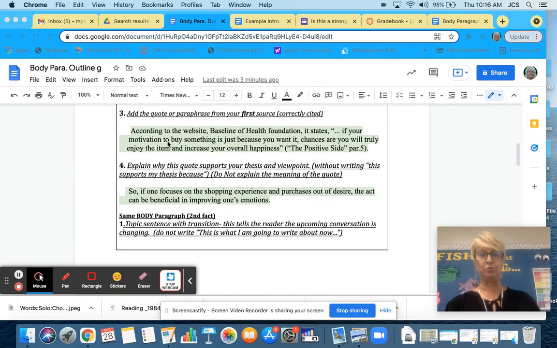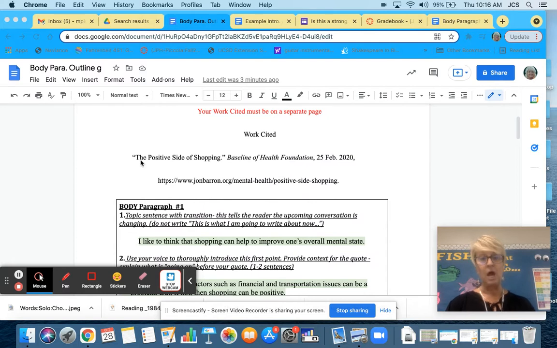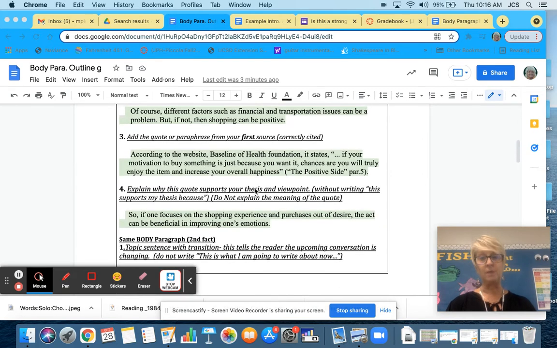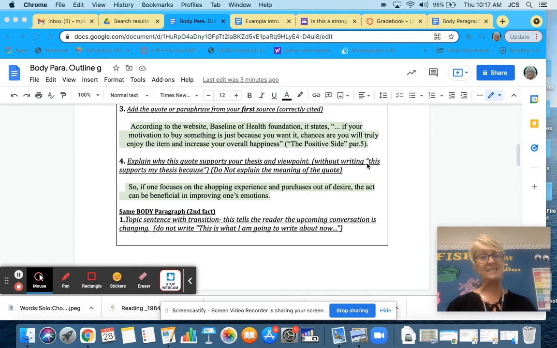My first piece of proof is, according to the website Baseline of Health Foundation, it states, if your motivation to buy something is just because you want it, chances are you'll truly enjoy the item and increase your overall happiness. Because my works cited entry does not have an author, I'm using the first 3 words of the title. So if you take a look at what's in my parentheses, the positive side is in quotations and it's out of paragraph 5. And then remember, that's where you end your punctuation from that sentence.